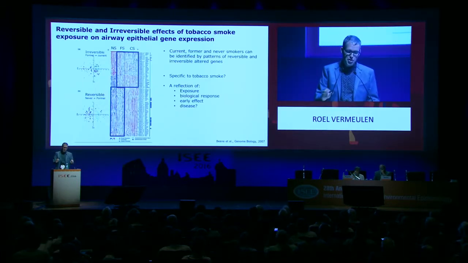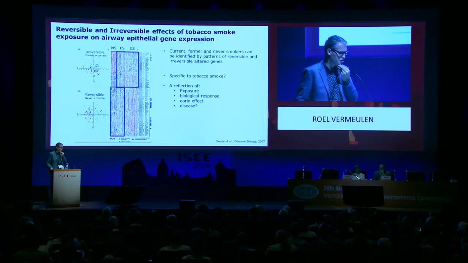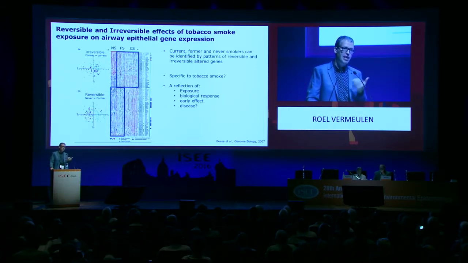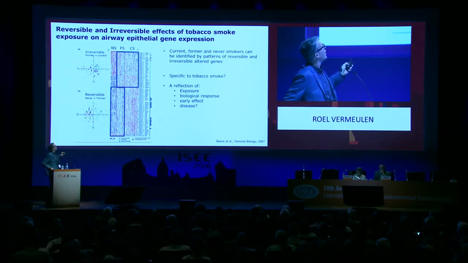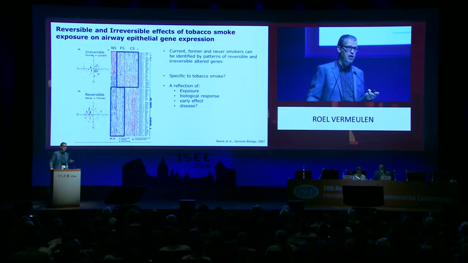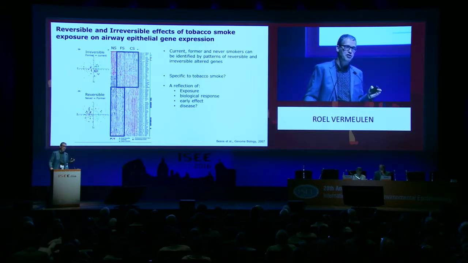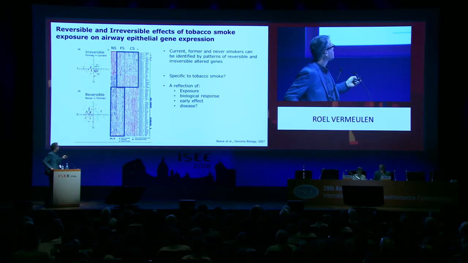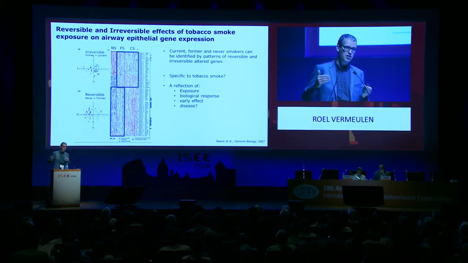This was not the first observation about reversible and irreversible. What I show you here is a paper published by Beane et al. in Genome Biology in 2007, looking at reversible and irreversible effects of tobacco smoke on airway epithelial gene expression. Similar to what I showed in the methylation results, when we look at non-smokers versus former smokers and current smokers, the former smokers and current smokers look alike in gene expression, but are different from the non-smokers. These would be irreversible changes. In this panel, the non-smokers coincide with the former smokers, but are different from the smokers. And so these are reversible changes.